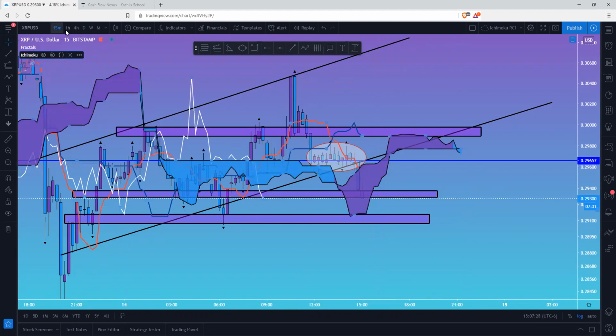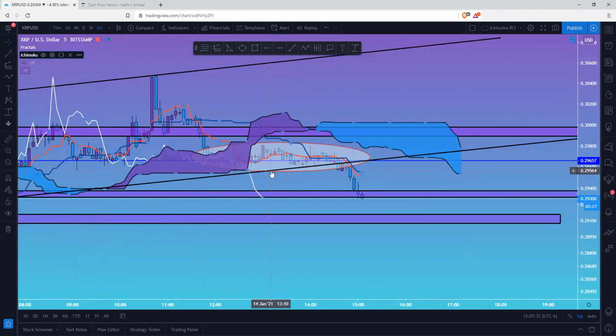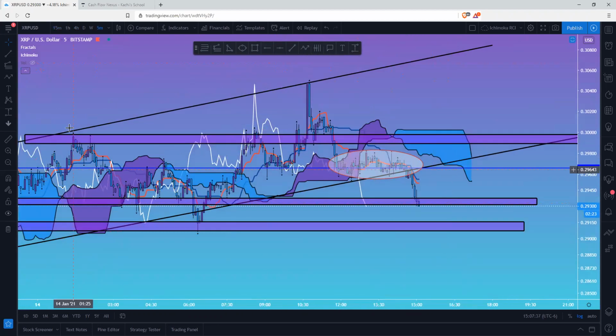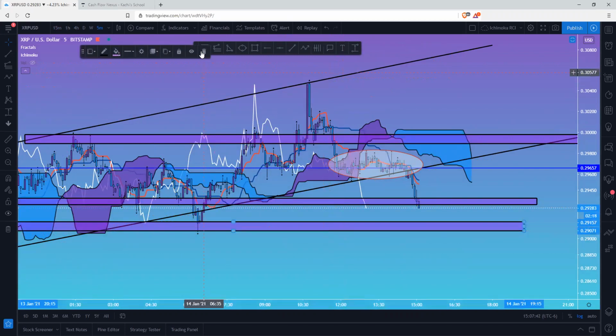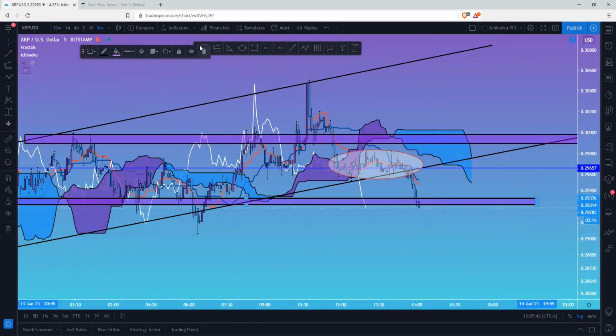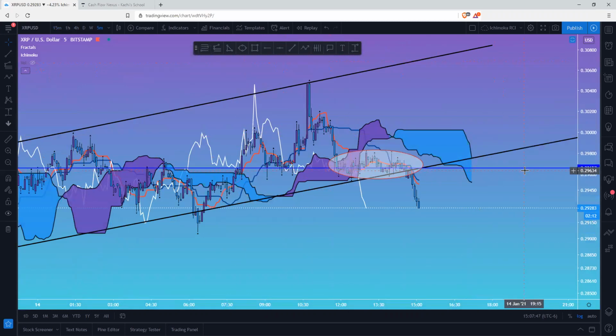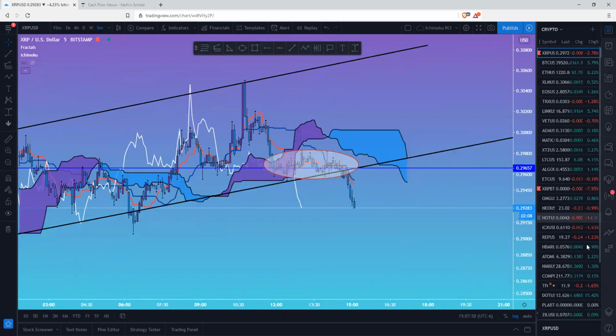Even despite this, if you're going to get in here, you may want to also look at the 5-minute too. See how the 5-minute is looking? Let's take these zones off real quick. So this was our Kijun level here. Wow, yeah, this was a good setup.